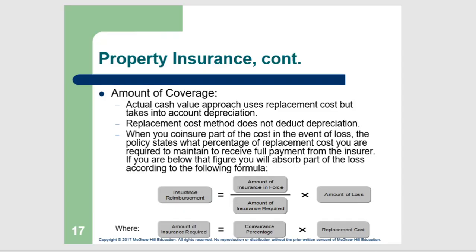Also important to note is that, first of all, the actual cash value uses replacement costs but takes depreciation into account. So let's say you have a $20,000 roof and it's halfway into its life and it gets hailed on. Well, they're not going to pay you the $20,000. They'll pay you whatever dollar value of remaining life, basically applying a depreciation process to it. So if you get replacement cost, you don't have to do that. It's just whatever the replacement cost is. But cash value does factor in depreciation.